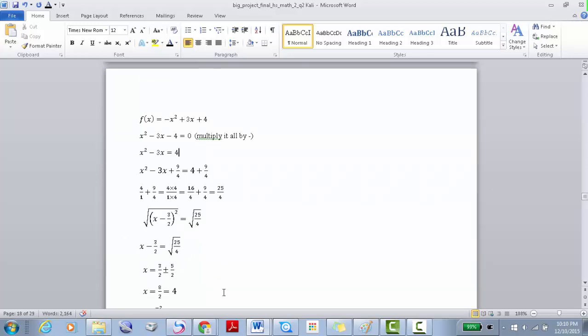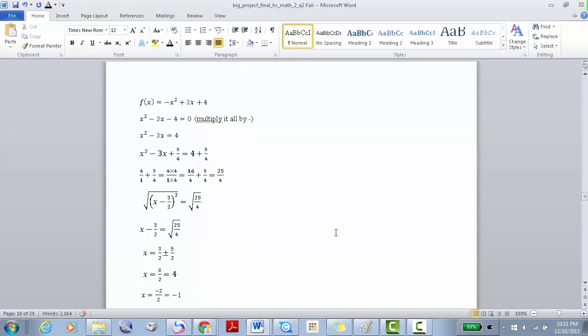Then we take the answer, 25 over 4, and put it into a square root, and we put the other part into a square root as well to cancel the power of 2 of x. So it'll be the square root of x minus 3 over 2 in brackets to the power of 2 equals the square root of 25 over 4. Now we've gotten rid of the power of 2 of x, so it's x minus 3 over 2 equals the square root of 25 over 4.